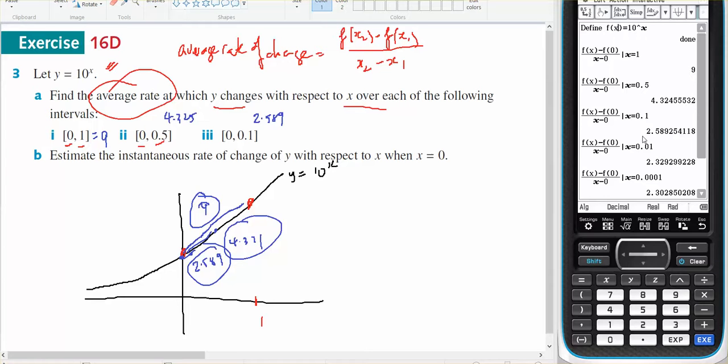So what I've done is I've gone from 0.1 to 0.01, and I get this value, and then to 0.0001, and I'm thinking that we're zooming in on about 2.303. So I'm going to guess my estimate is 2.303.